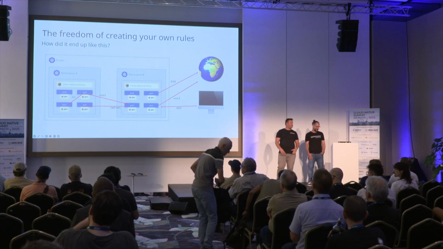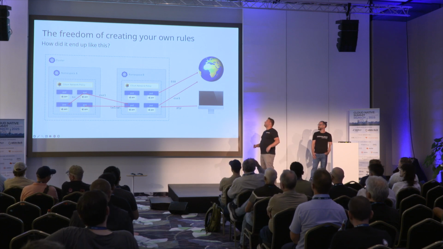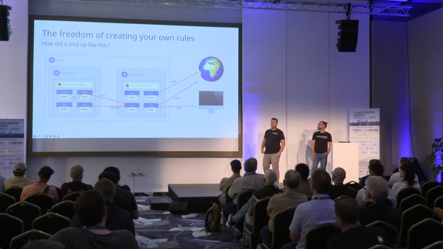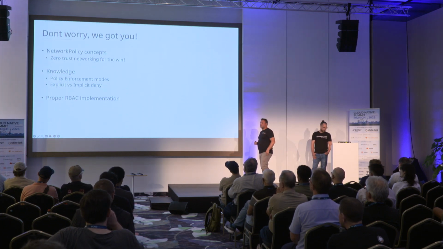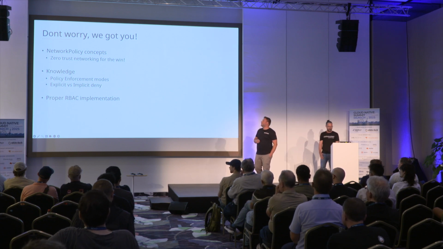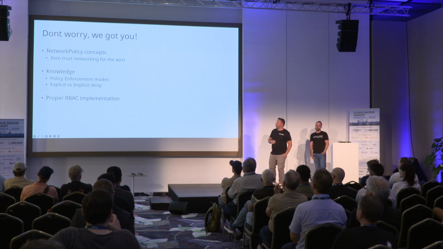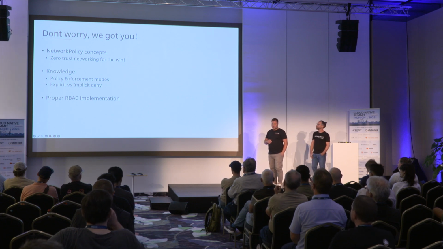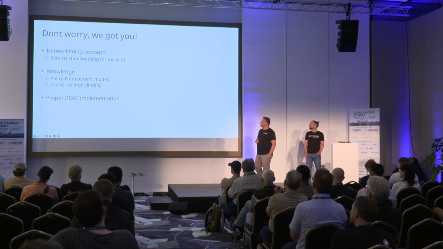We give freedom to the people, and they're doing stuff because we don't have good guardrails in place. But today we talk about it. So we talk about a good network concept. Zero trust is always for the win. We also want to pass on some knowledge about Cilium enforcement modes and explicit versus implicit deny policies, the difference, and when you use which. And we also talk a little bit about RBAC, or role-based access control.